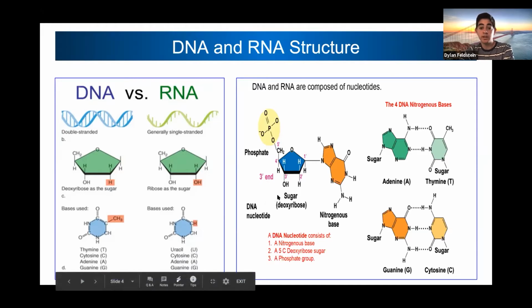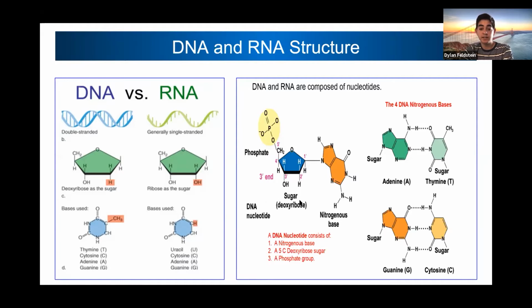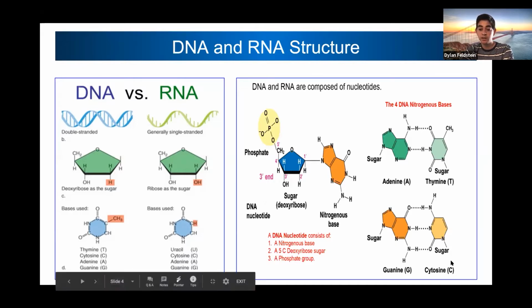DNA and RNA are composed of nucleotides. Each nucleotide has a sugar, a nitrogenous base, and a phosphate group. As you can see to the right, adenine pairs with thymine, and there are actually two hydrogen bonds between this pair. Guanine pairs with cytosine, and this pair has three hydrogen bonds between them.